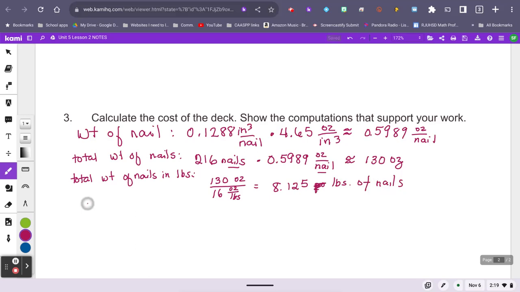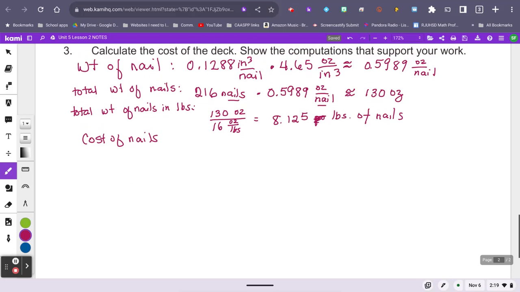Now let's find out what the cost of those nails is going to be. We know we have to get 8.125 pounds, and if you remember, it is $8 a pound. The pounds will basically cross off and you multiply it, and we're going to get about $65. So we need $65 for just the nails.